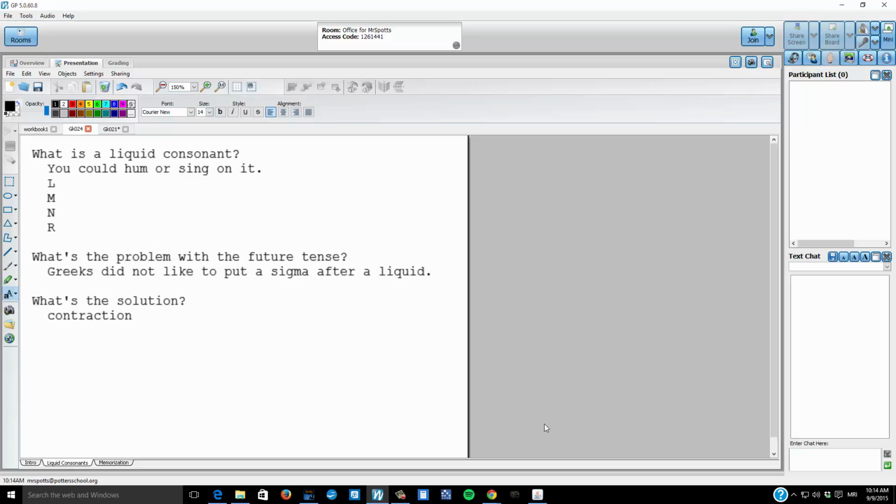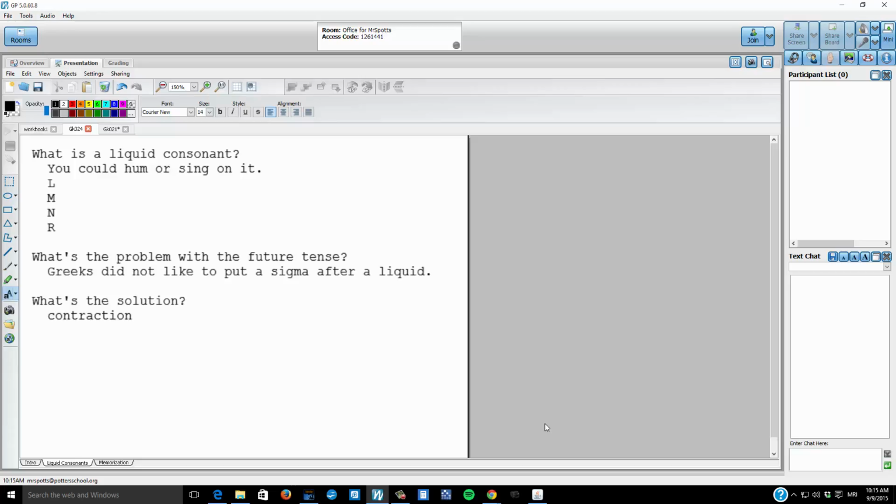Now let's meet these liquid consonants. What in the world is a liquid consonant? This is a consonant that you could hum or sing. For instance, let's try this. You see, you can hum or sing on those consonants. You can't do that with some other types of consonants. For instance, a sibilant like S, you can't change your pitch or anything. Well, yeah, so those are liquid consonants, and some verbs have stems ending with liquid consonants.